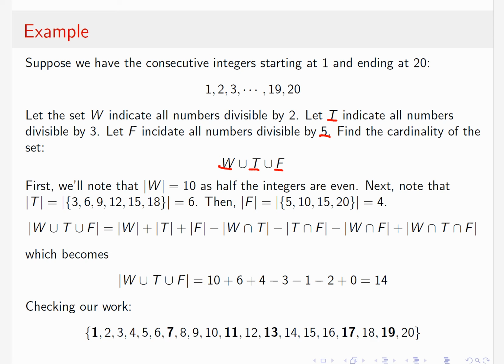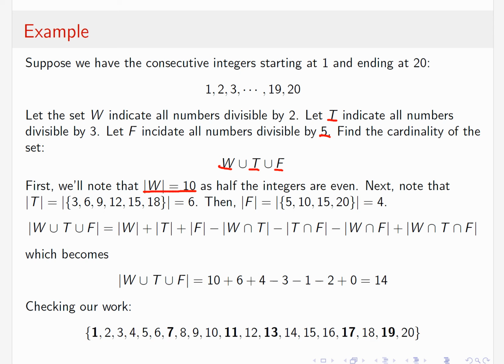And I wasn't looking to create an acronym with W, T, and F, those set names there. Sorry, that was inadvertent.